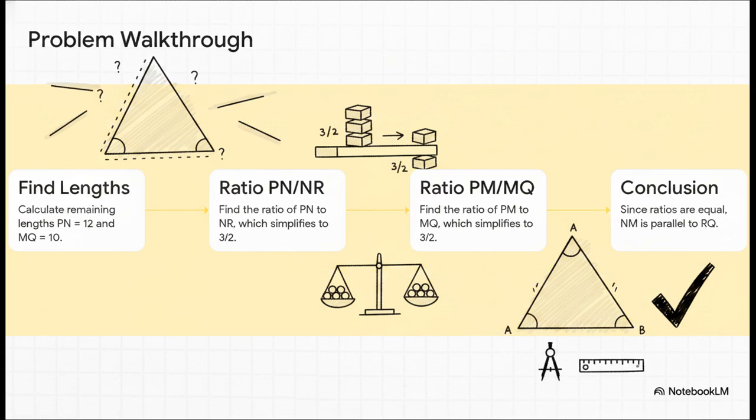Step 3, we find the ratio on the other side, PM over MQ. That is 15 divided by 10, which beautifully simplifies to exactly 3 over 2 as well. Step 4, since both ratios are identical, we can proudly conclude that line NM is indeed parallel to side RQ by the converse of the basic proportionality theorem. You see how simple it becomes when you use the right tool?